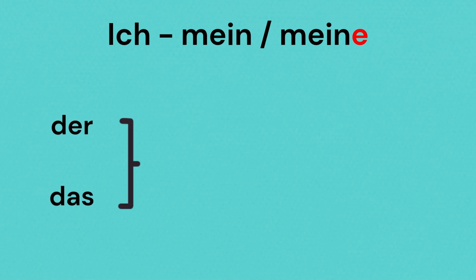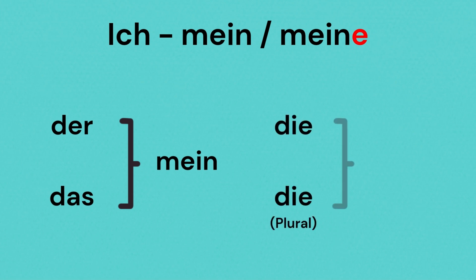Now look at the article of the object you're talking about. When the article is der or das, you use mein. And when it's feminine or plural, that is the article is die, you use meine. This same rule is applicable to all the possessive articles we are going to learn. Let's move to the next one.